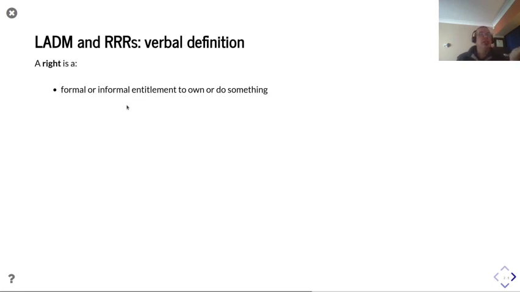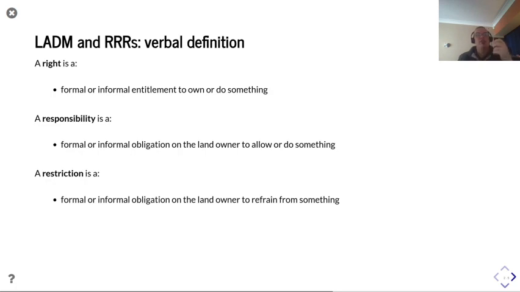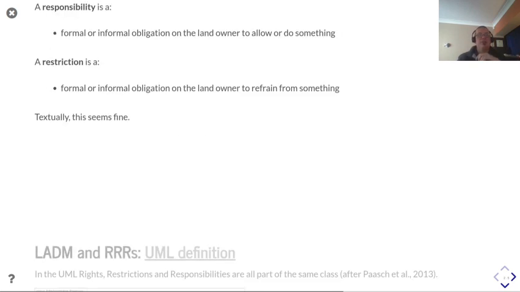So let's have a look at LADM and rights, responsibilities and restrictions, and their verbal definitions. A right is a formal or informal entitlement to own or do something. That aligns pretty well. A responsibility is a formal or informal obligation on a landowner to allow or do something. Equally, that seems pretty aligned. And a restriction is a formal or informal obligation on the landowner to refrain from doing something. Again, that all seems reasonably fine. So we seem to have, at least at a textual level, an alignment.